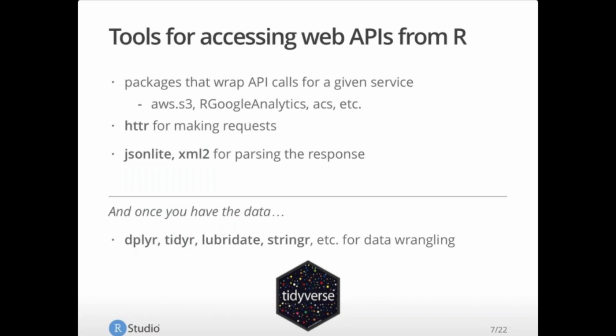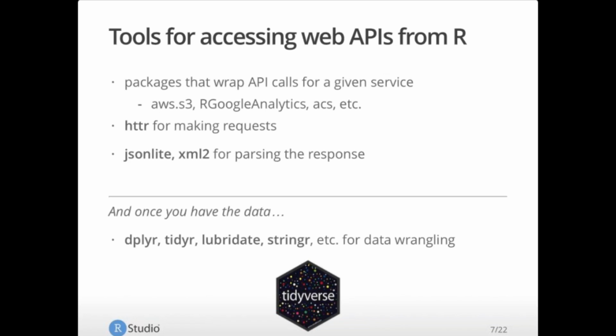So to access these APIs and pull this information into R, you have a couple of different options. In some cases, people have already written packages that will wrap those API calls for a given service. The examples I've provided here are for AWS S3. This is S3 buckets in the Amazon Web Services universe. googleAnalyticsR will get you information about Google Analytics based on the ID code that you have for your website. acs is for the American Census information, etc.